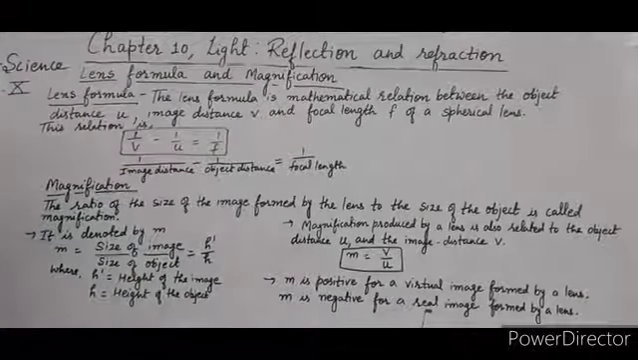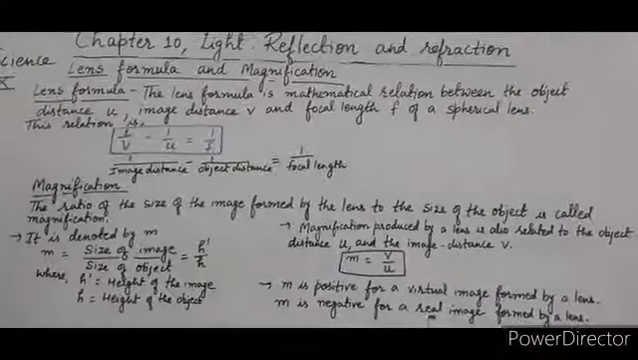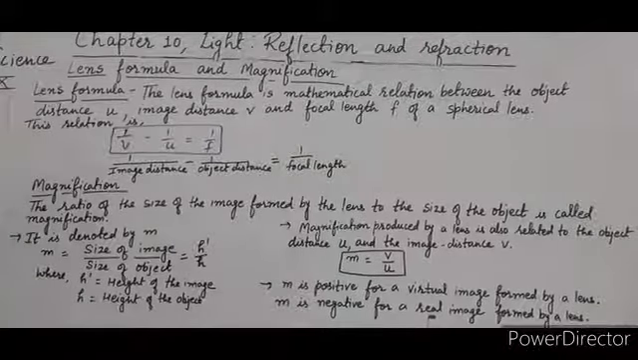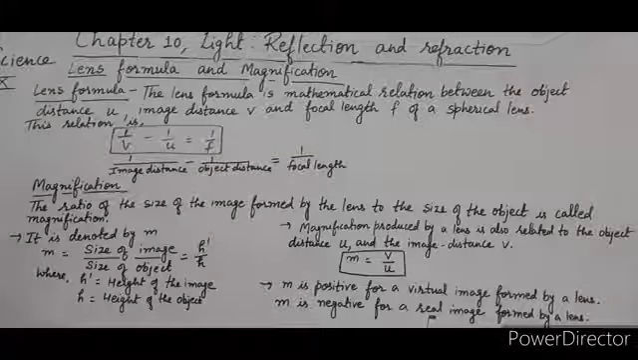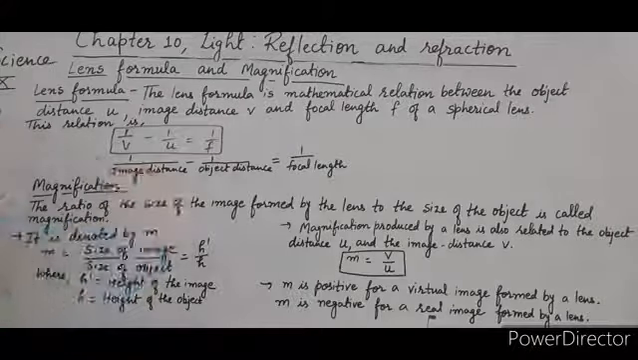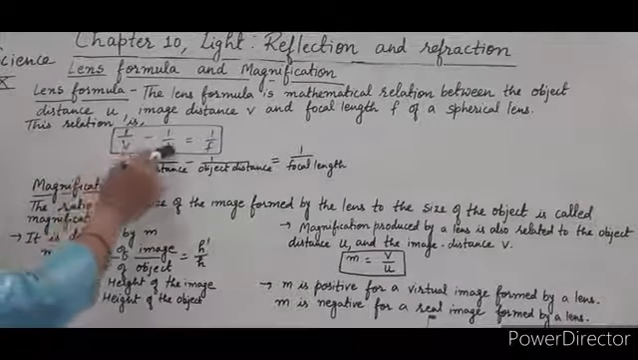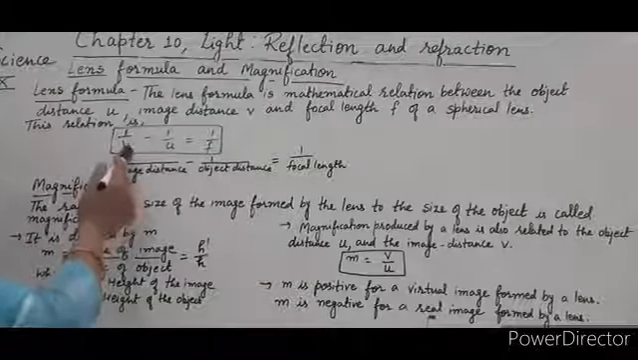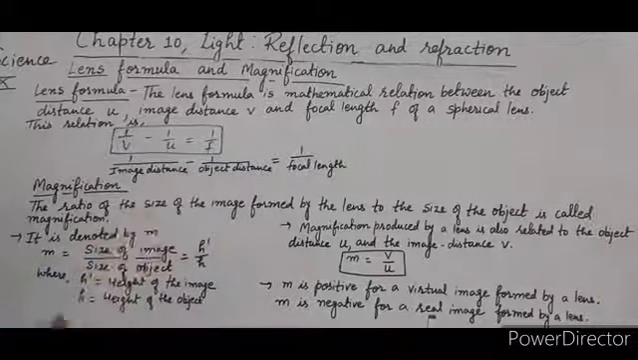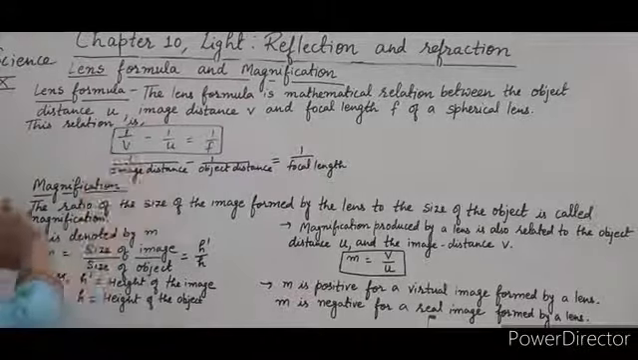Lens formula and magnification. First, lens formula. What is the lens formula? The lens formula is the mathematical relation between the object distance u, image distance v, and focal length f of a spherical lens. These three are related by this relation: 1 upon v minus 1 upon u is equal to 1 upon f. That is, 1 upon image distance minus 1 upon object distance is equal to 1 upon focal length. So this is the lens formula.